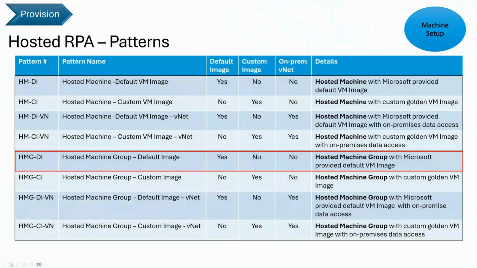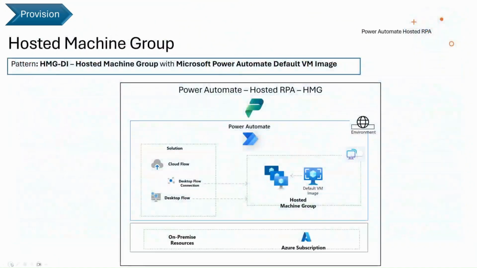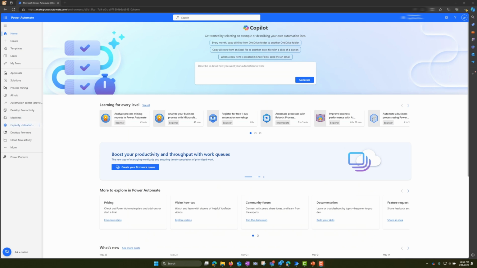The first pattern is the hosted machine group DI, which is targeting the hosted machine group with a default image. Let's see how that looks. Here's a Power Platform environment where your environment is set up to run a hosted machine group with the acquired licenses, and ensure that you have the assignment correctly done to the environment. Once you do that, you'll be able to go ahead and create a hosted machine group with the Microsoft provided default image. In this demo, I will walk you through how you can set up a hosted machine group with the Power Automate default VM image.